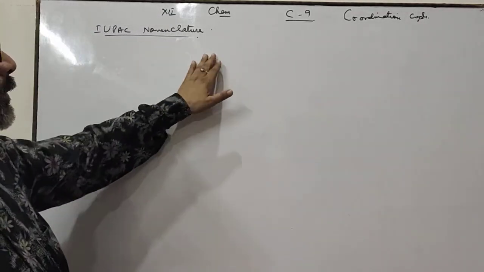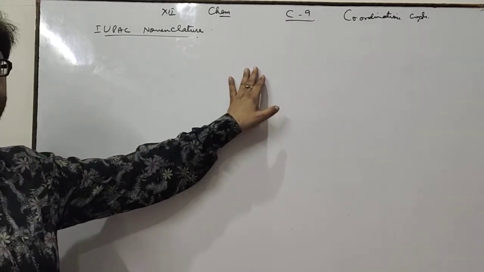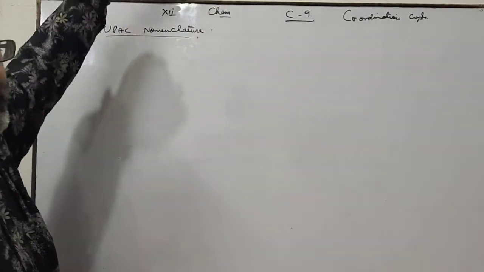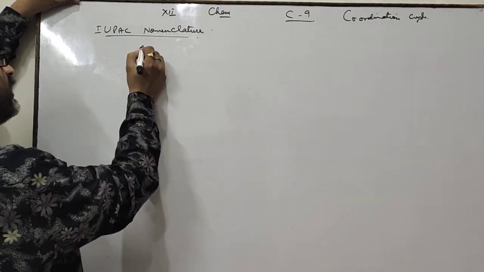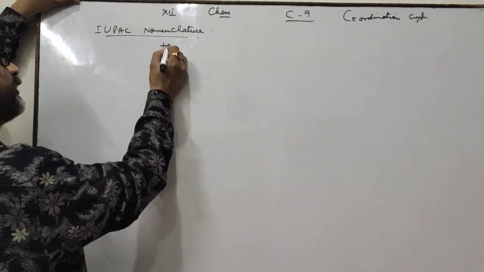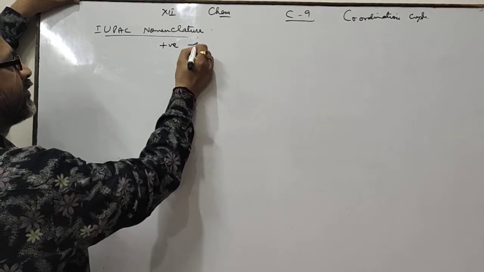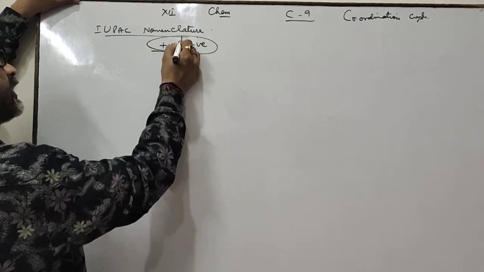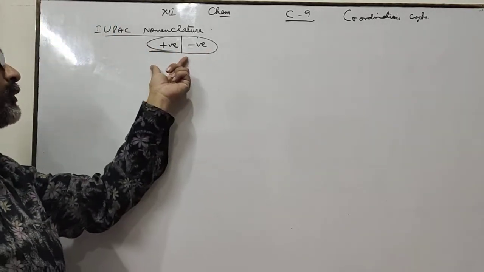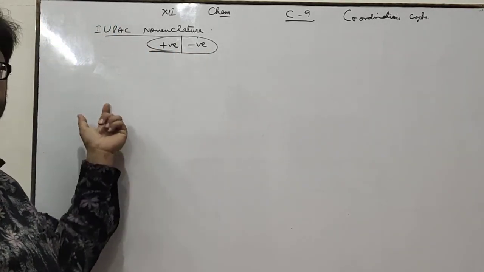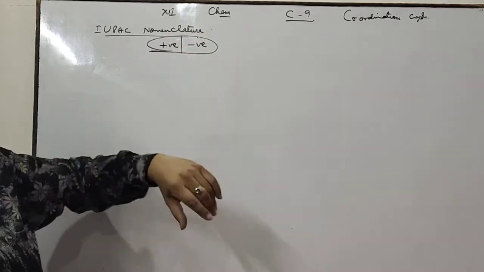I am going to teach you about the IUPAC nomenclature of coordination compounds. First of all, we write the positive part of the compound, then we write the name of the negative part. In the given compound, you write the name of the positive part, then the name of the negative part.